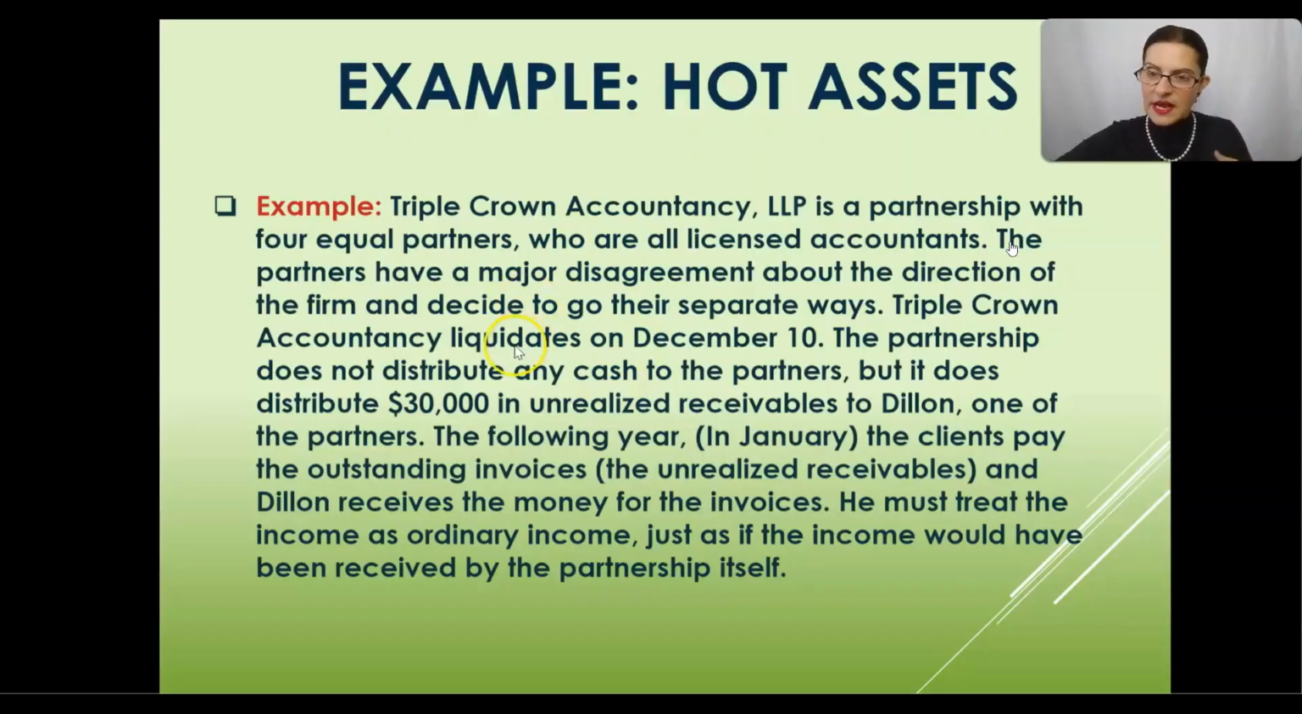But if he receives that inventory and later he sells it, for example, the following year, then he has to recognize ordinary income on that inventory because he would have had to recognize ordinary income on that inventory if he had still been a partner in that partnership. That's a hot asset in a nutshell. You have to recognize it as ordinary income the same way you would have had to recognize ordinary income if you were still a partner in that partnership.